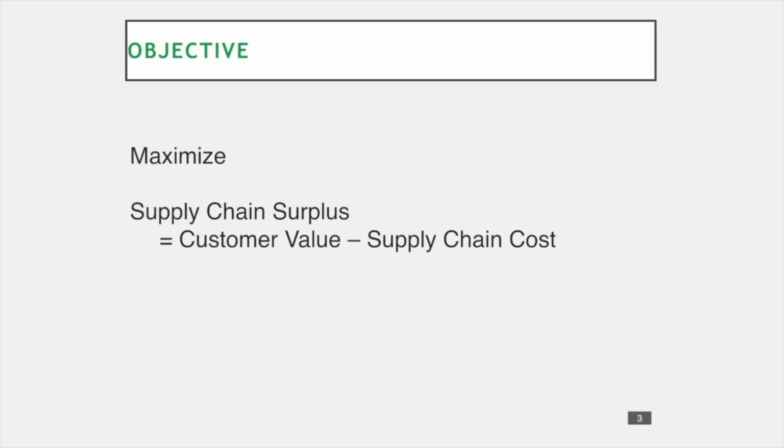So that is clubbed under supply chain cost. The objective of any supply chain is to maximize the supply chain surplus, and this is done across the supply chain and not at individual stages.